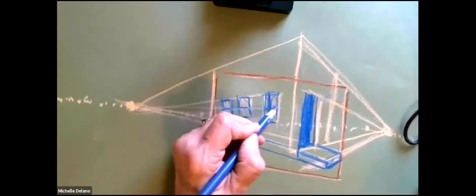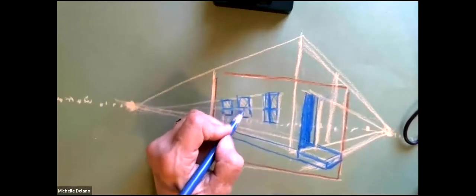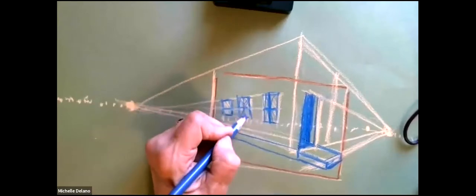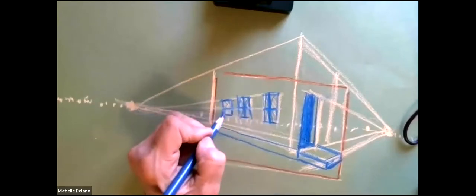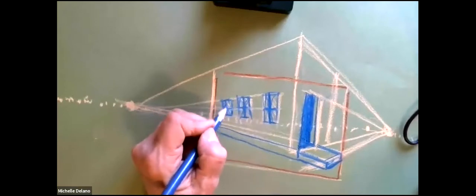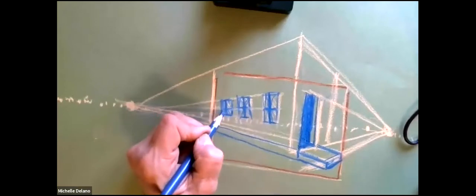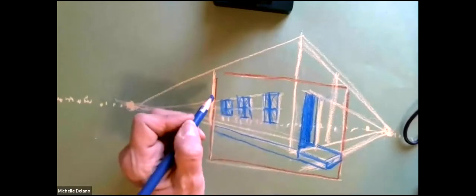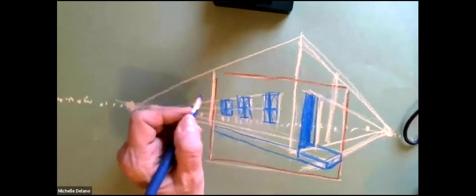I just made an X. The center of the next window is here. I did it right here. The center of this window is here. It will not be in the measured center. It will be the center in perspective. So that's why you want to do that X.